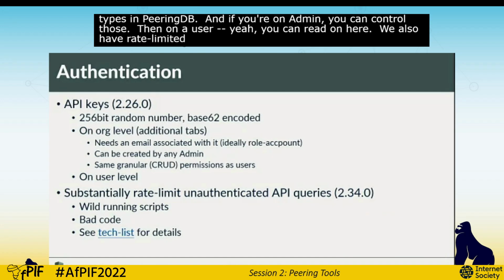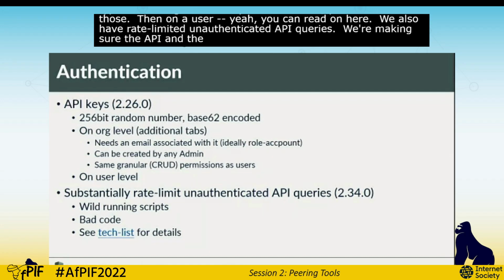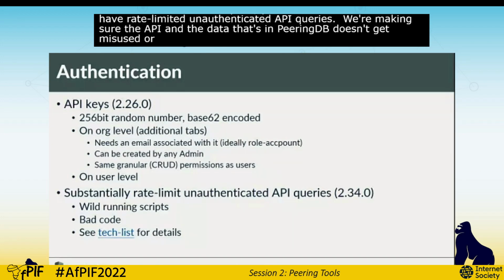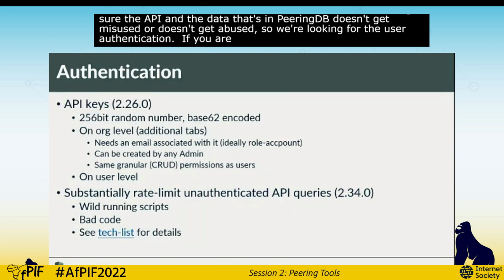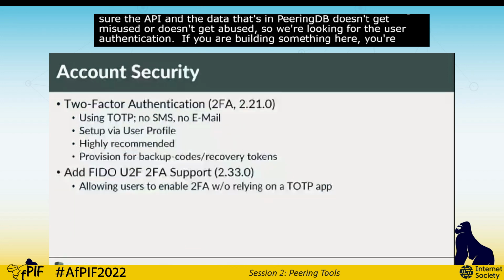What we're really trying to do here is make sure the API and the data that's in PeeringDB doesn't get misused or abused. So we're looking for user authentication. If you are building something here, you're authenticating to get that data.